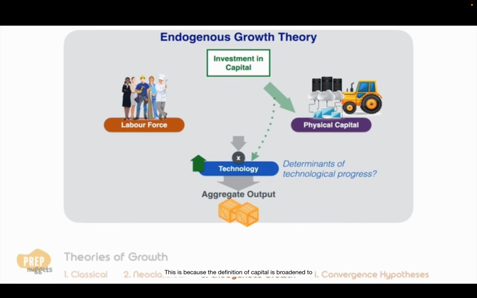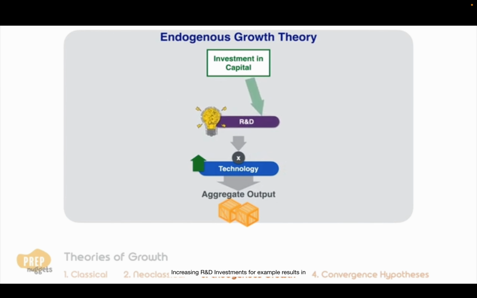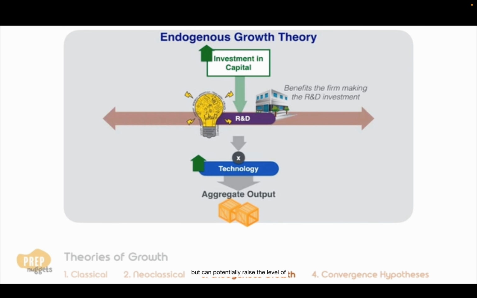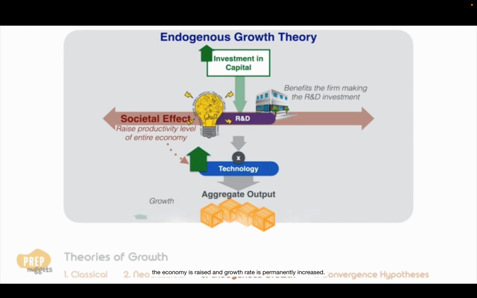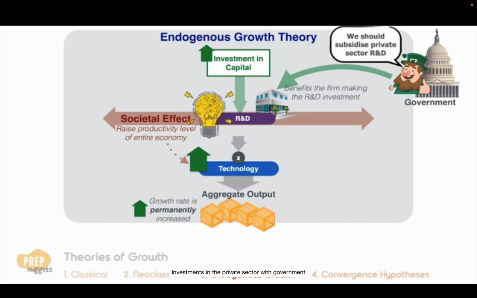This is because the definition of capital is broadened to include items such as human or knowledge capital and research and development. Increasing R&D investments, for example, results in benefits not only for the firm making the R&D investments, but can potentially raise the level of productivity for the entire economy. This is known as the societal effect. Therefore, the total factor productivity of the economy is raised and growth rate is permanently increased. Due to the perceived benefits of R&D investments on the society as a whole, many governments subsidize R&D investments in the private sector.